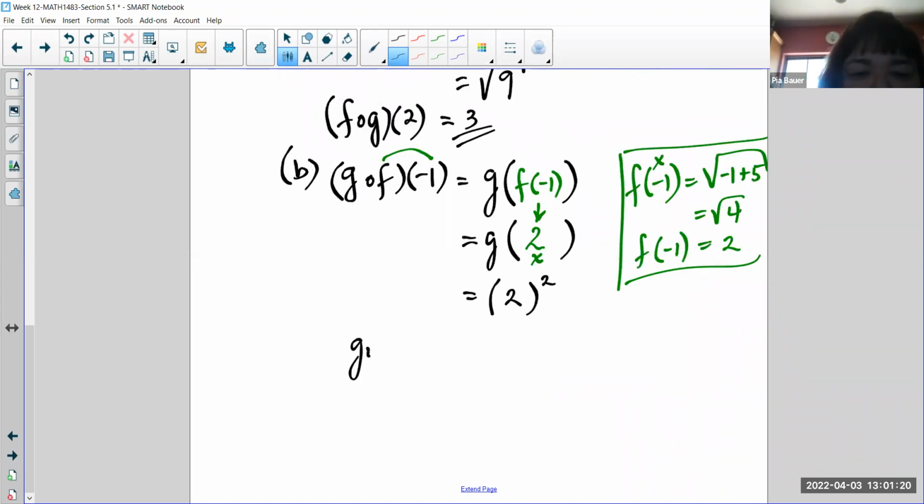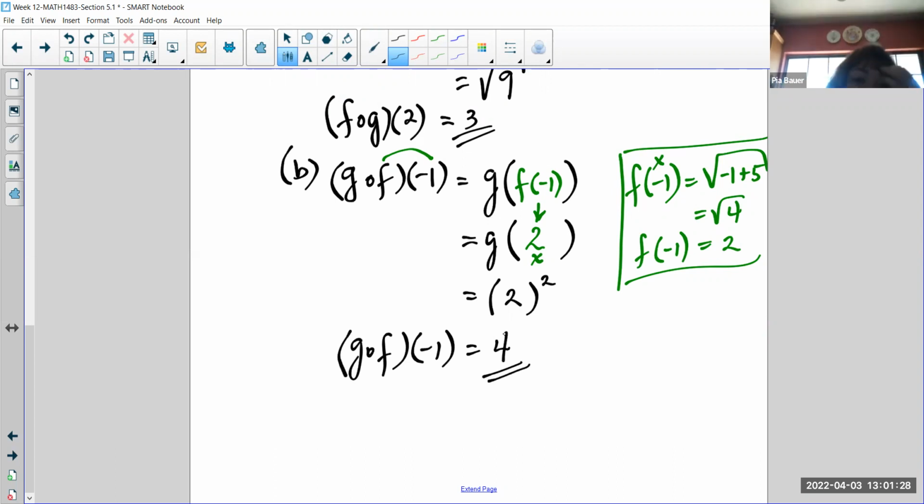So g composition of f of -1 equals 4. And that is your answer for the composition.